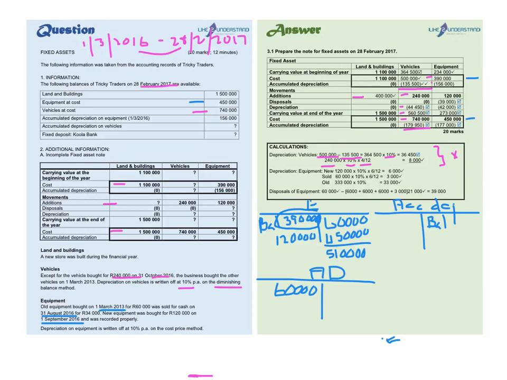The accumulated depreciation on equipment is given at the beginning of the year. So my opening balance is 156,000 Rand. Old equipment bought on the 1st of March for 60,000 was sold on the 31st of August for 34,000.